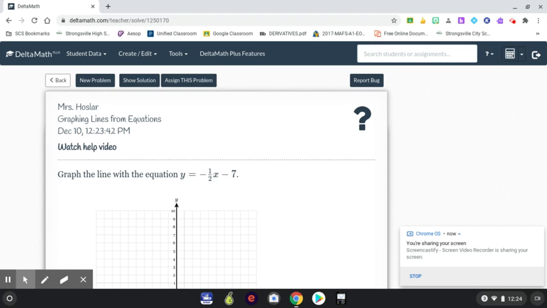Hi, Hostler here. I just wanted to give you guys some hints as you work through these three assignments in Deltamath. And the first assignment is on graphing lines from equations.